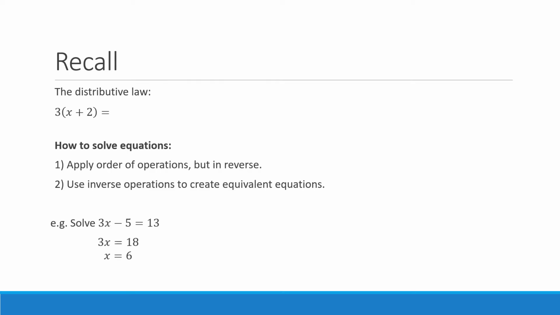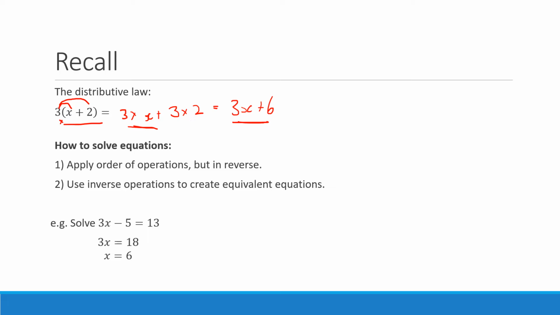A key thing to remember is the distributive law. The distributive law says that if we've got something times a term in brackets like we do here, that 3 gets multiplied by everything on the inside. So 3 times x plus 3 times 2 equals 3x plus 6. Now this middle step you don't need, I'm just showing you how it works. This last step is the one that you actually do need to show.